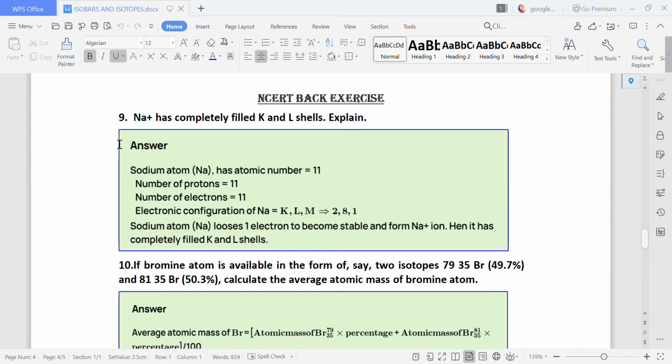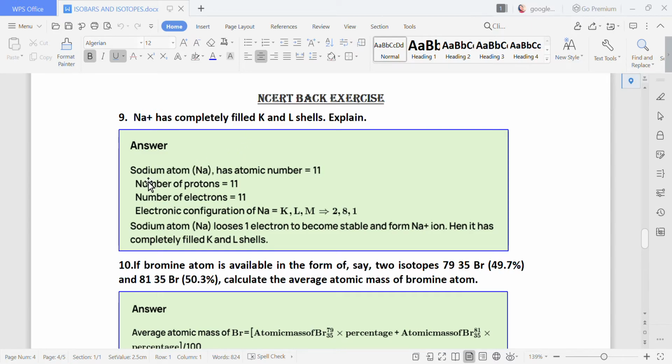Here Na plus means they are talking about the sodium ion, because when there is a plus or a minus sign, then it is called an ion. They are saying Na plus has completely filled K and L shells. Now we have to explain this statement. So how do we explain this statement? Let's see the solution part here.